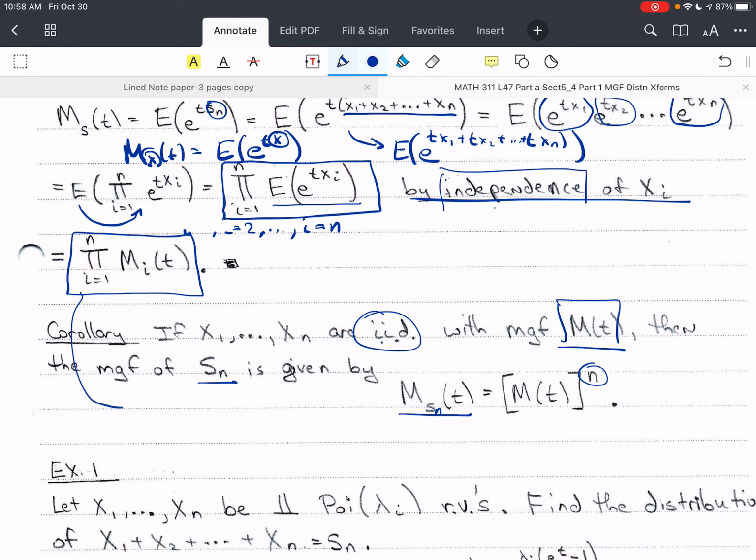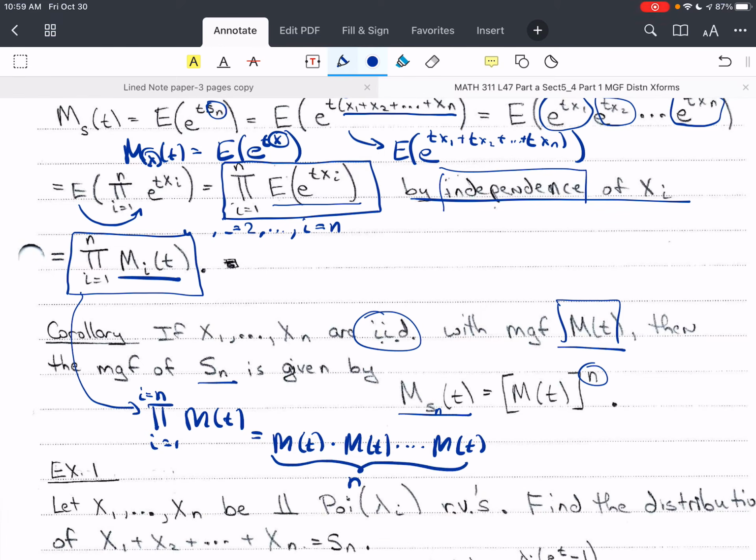Why? Because we take this result from the theorem, and instead of m of i, we have the product from i equals 1 to n of m of t, and this is equal to m of t times m of t times ... times m of t, and there are n of these, and they're identical. So this is something times itself n times, that's raised to the nth power. Okay, so that is a sketch of the proof.